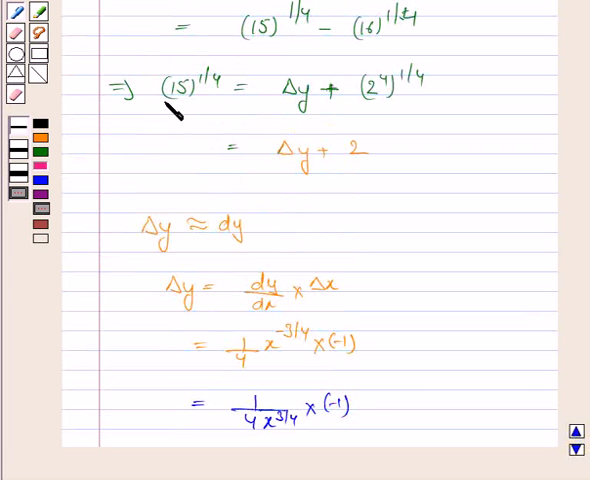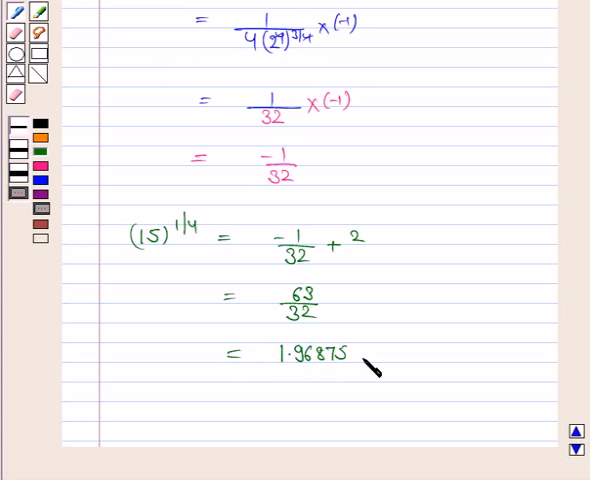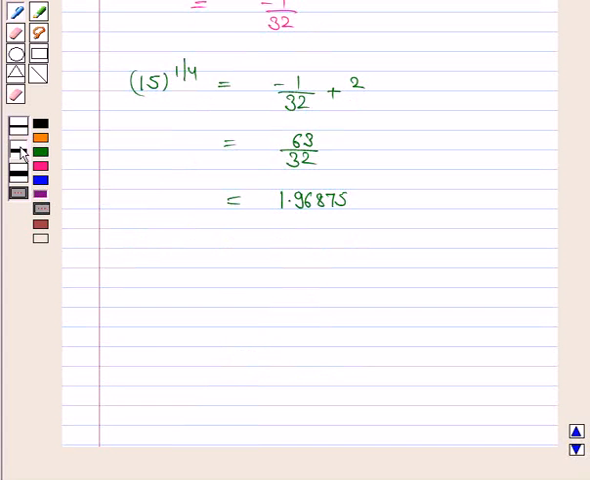Now 15 to the power 1 by 4 is delta y plus 2. So 15 to the power 1 by 4 is equal to minus 1 upon 32 plus 2. That is, this is equal to 63 upon 32, that is equal to 1.96875. Hence, the answer is 1.96875.